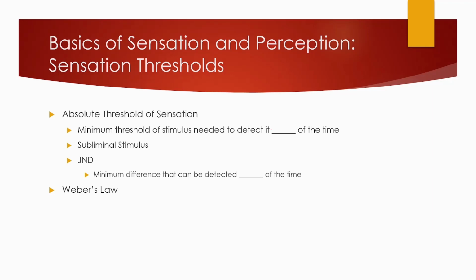Alright, I'll start off with sensation thresholds. Sensation thresholds are basically our body's way of gatekeeping perception. Otherwise, we will constantly be overloaded with stimuli. The absolute threshold of stimulation is the minimum threshold of stimulus that we need to detect the stimulus 50% of the time. The subliminal stimuli is everything that doesn't reach that threshold. We will not be detecting these. The just noticeable difference, or the JND, is the minimum difference that can be detected 50% of the time.